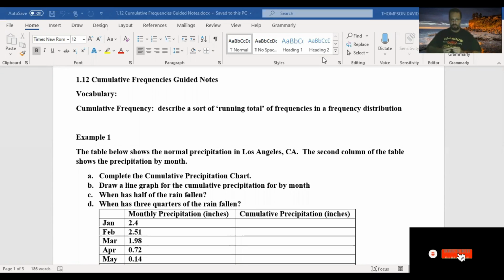In this video, we're going to talk about cumulative frequencies. First, the vocabulary. A cumulative frequency describes a sort of running total of frequencies in a frequency distribution.